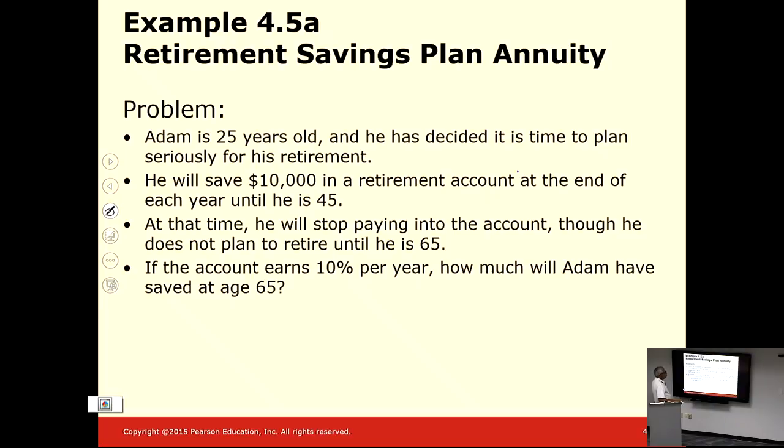So here is an interesting, little bit more complicated problem. Adam is 25 years old. He will save 10,000 in a retirement account until he's 45, at which point he will stop paying into the account, and then he will retire at age 65. If the account grew at 10%, how much would he have saved at the end of 65? A little bit complicated, but can be done.